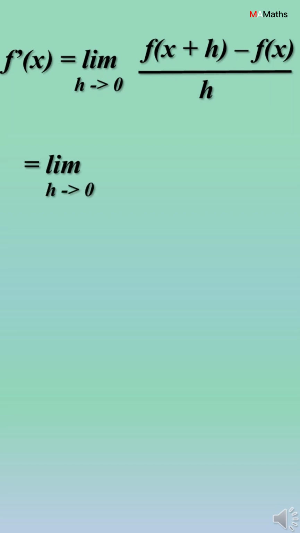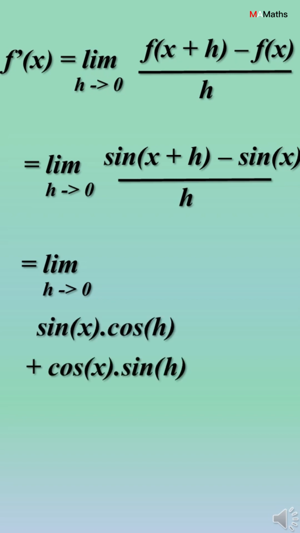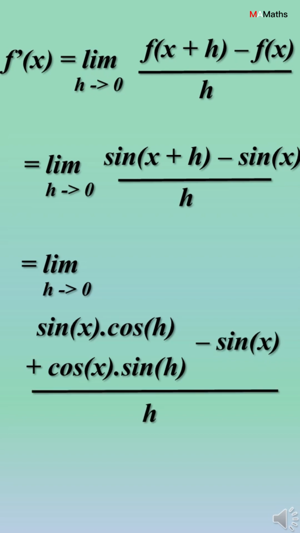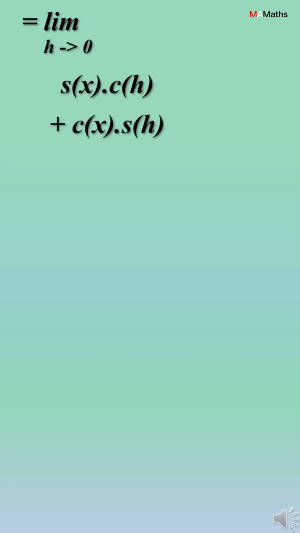Now that's equal to the limit as h approaches 0 of sine of x plus h minus sine of x over h. Expanding on that formula, sine of x plus h is equal to sine of x times cos of h plus cos of x times sine of h. So we have that minus sine of x all over h. Now I'm going to abbreviate here, so instead of sine and cos I'll use s and c. So we have the limit as h approaches 0 of sine of x cos of h plus cos of x times sine of h minus sine of x all over h.